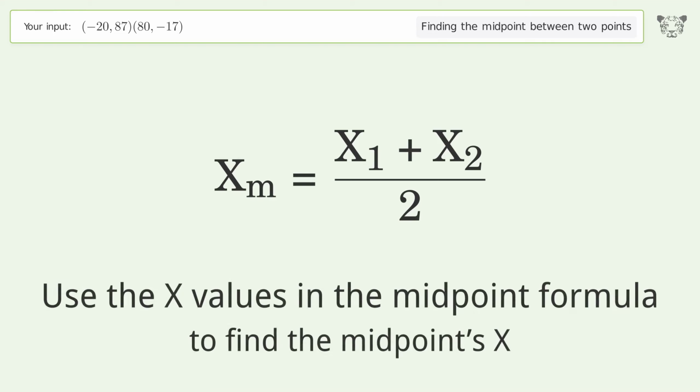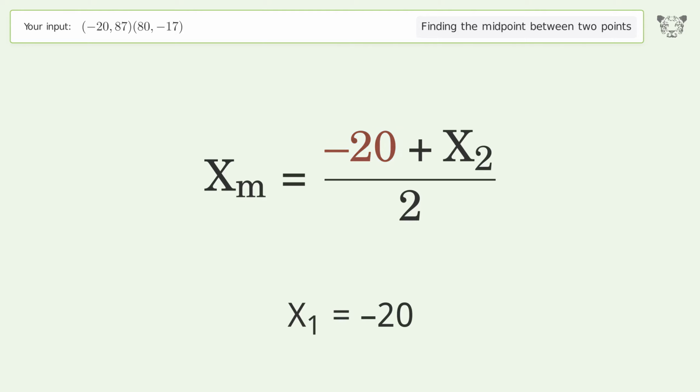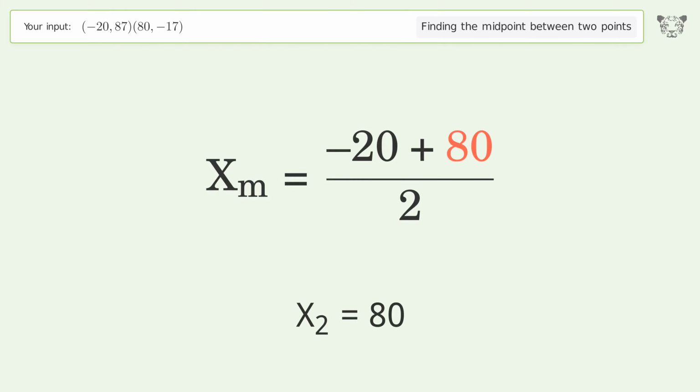Use the x values in the midpoint formula to find the midpoints x. x1 equals -20. x2 equals 80. Simplify the arithmetic.